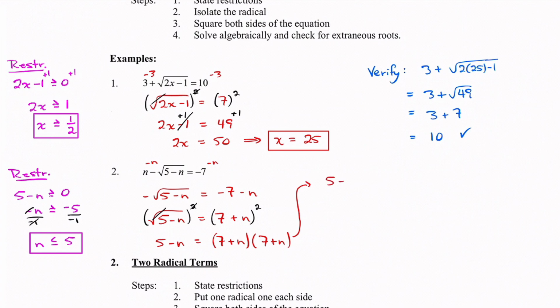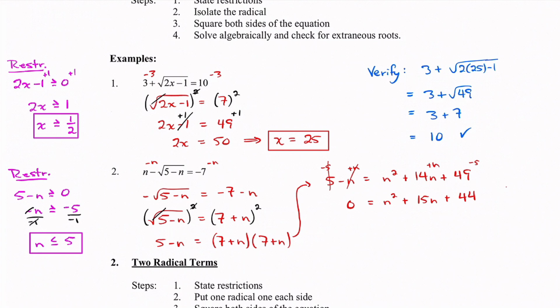So we've got 5 minus n equals, when I FOIL that out, I'm going to get n squared plus 14n plus 49. And then to solve this, we're going to move everything onto the same side. So I'm going to add an n onto both sides to get rid of this n, and I'm also going to subtract a 5 from both sides to get rid of that 5. So I've got 0 equals n squared plus 15n plus 44.